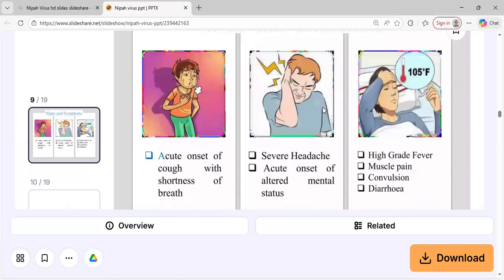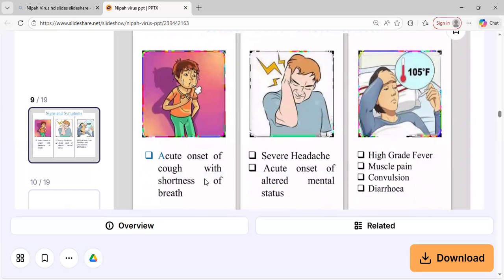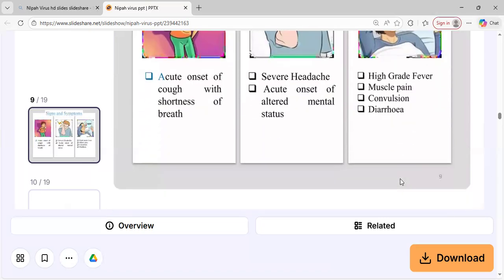Some of the common signs and symptoms that we can see after the Nipah virus attacks a human: there can be acute onset of cough, cough with shortness of breath, somewhat similar to the symptoms seen in asthma. There can be severe headache as well, and mental status can be altered. High grade fever, diarrhea, and muscle pain can be seen.